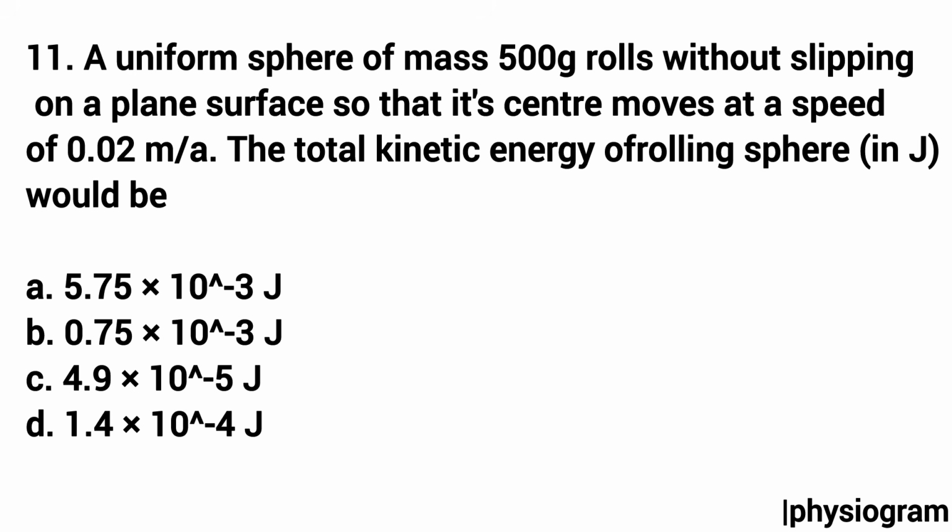Next, question number 11: a uniform sphere of mass 500 gram rolls without slipping on a plane surface so that its center moves at a speed of 0.02 meters per second. The total kinetic energy of the rolling sphere in joule would be, option A 5.75 into 10 to the power minus 3 joule, B 0.75 into 10 to the power minus 3 joule, C 4.9 into 10 to the power minus 5 joule, and D 1.4 into 10 to the power minus 4 joule.